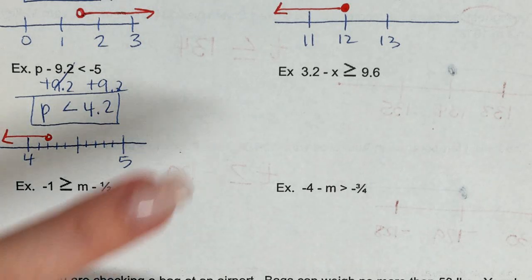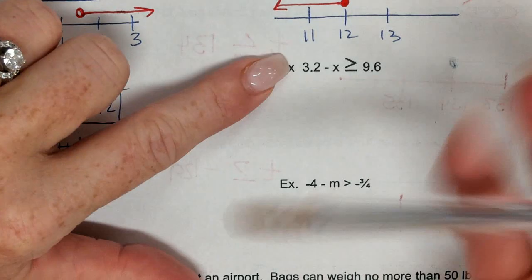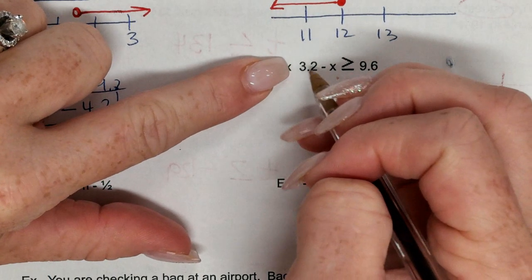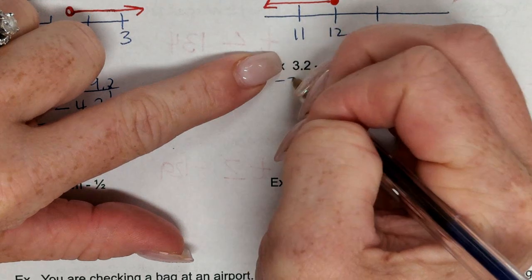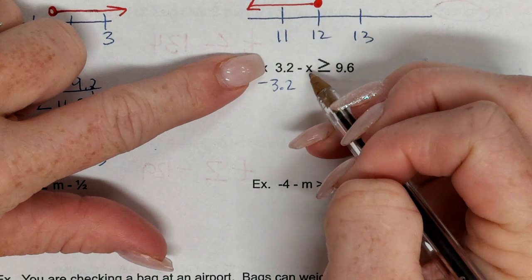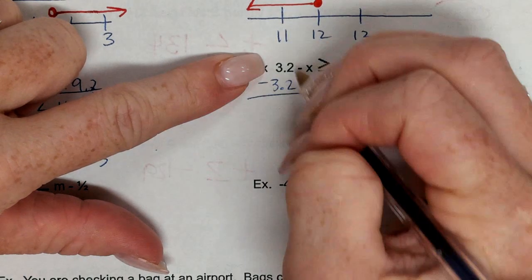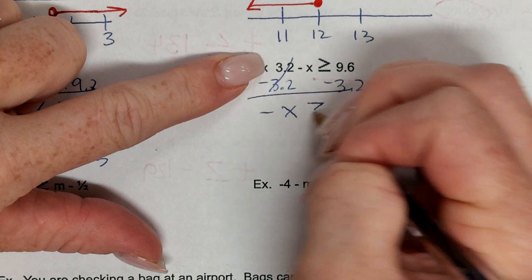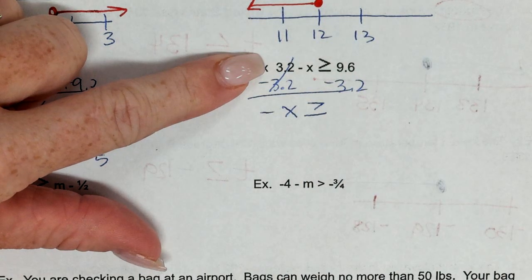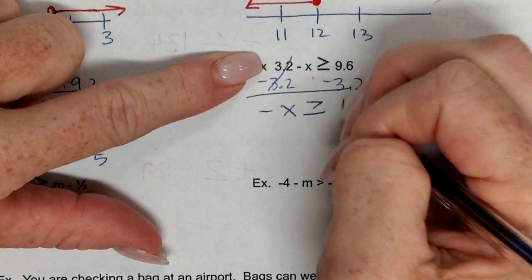These two are. But I'll just go ahead and show y'all anyways. Let's do it together. How would I get rid of a 3.2? Minus 3.2. Who said plus? Where does the minus sign belong to? The x. Okay, so I minus 3.2. So I have negative x is greater than or equal to, and 9.6 minus 3.2 is 6.4.